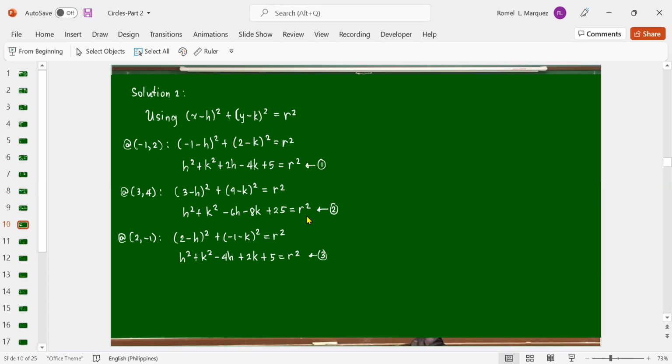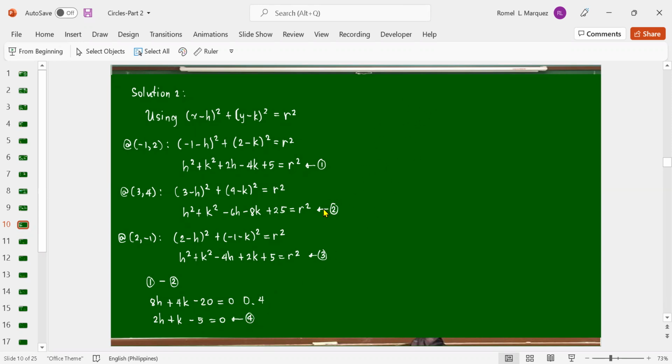Let's solve these 3 equations simultaneously, beginning with this first combination, 1 and 2, and then getting the difference to eliminate the quadratic terms. H squared minus h squared, 0, k squared minus k squared, 0. This right side, r squared minus r squared, 0. So leaving 2 minus negative 6, so that is 8 multiplied by h. What about for the k? Negative 4 plus 8, so positive 4. Then multiplied by k. Constant, 5 minus 25, so minus 20 equals 0. Dividing by 4, we get 2h plus k minus 5 equal to 0. So this serves as our equation number 4.